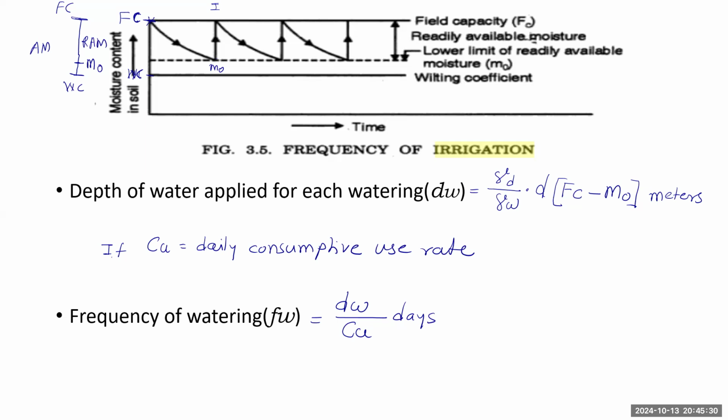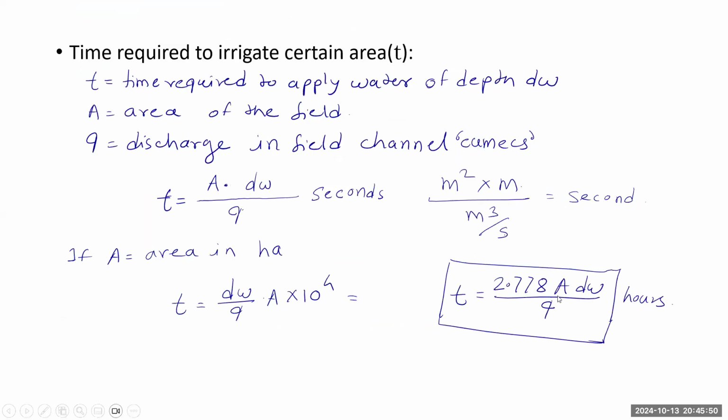And CU is the daily consumptive use rate of the crop. So if we divide the depth of water applied for each watering by the daily consumptive use, we get to know the frequency of watering required. Okay. So now we will see problems based on this. Before that, we can also calculate the time required to irrigate a certain area.